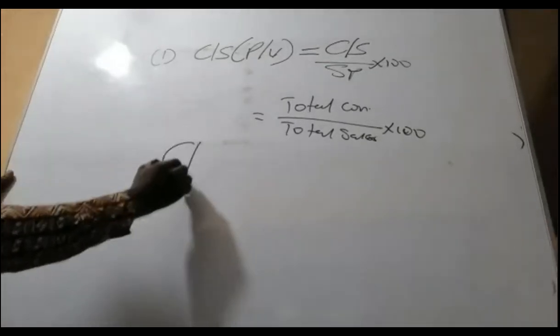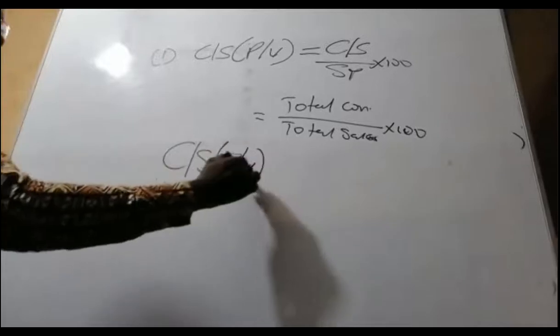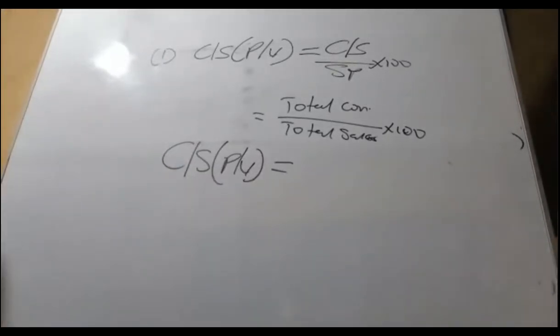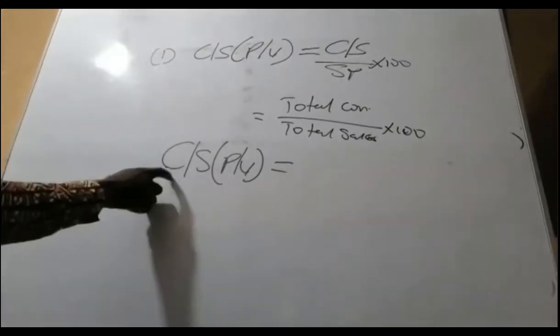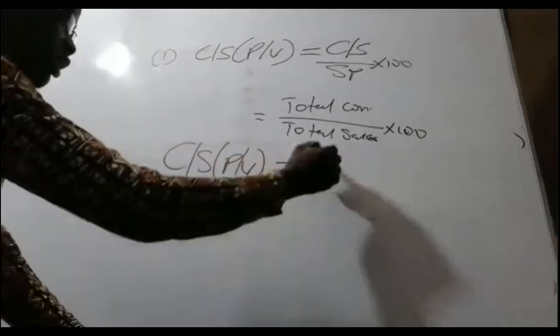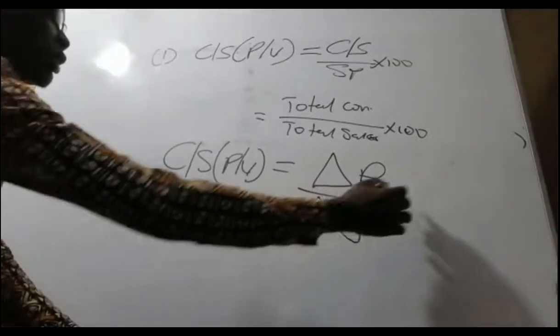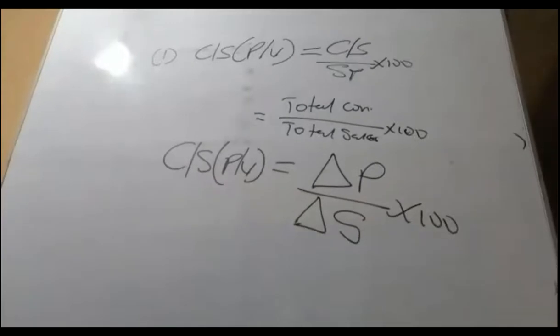So CS ratio or PV ratio, look at the PV ratio. In fact, define CVP for me. We said that it is how changes in volume of the output affect the sales revenue, profits, and the cost. So therefore, in short, it's equal to change in profit over change in sales revenue times 100.